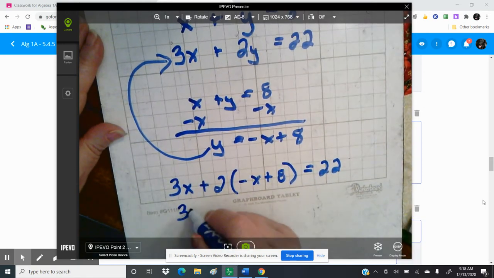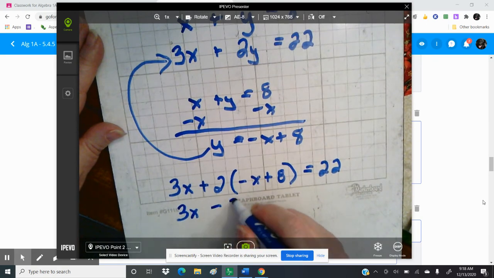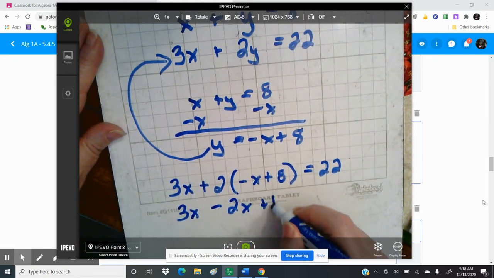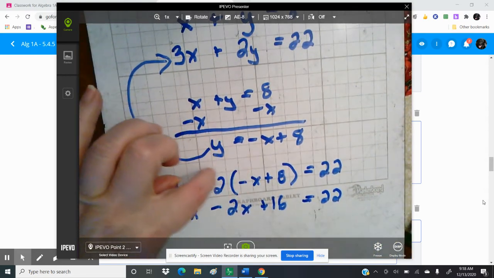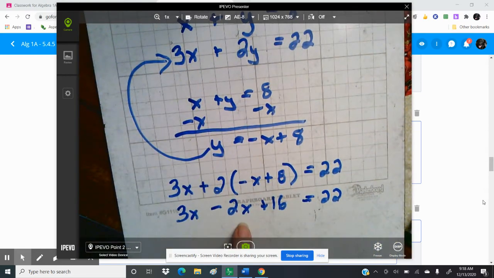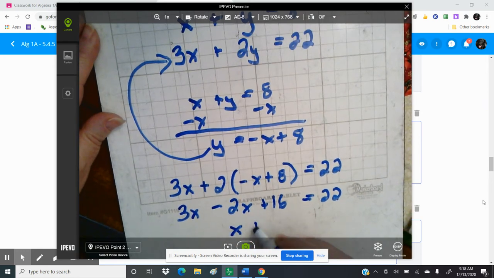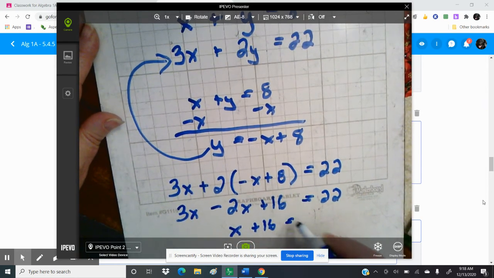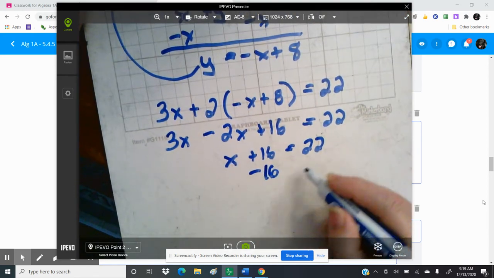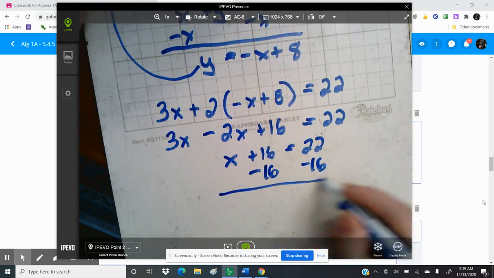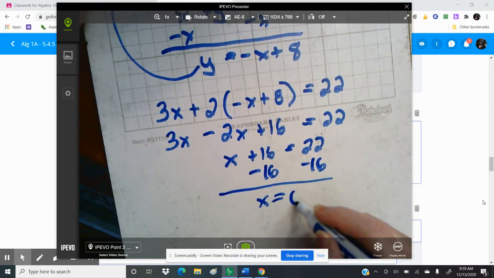So 3X minus 2X plus 16 equals 22. I just distributed the 2. I'm going to combine my like terms. X plus 16 equals 22. And I'm going to subtract 16 from both sides. And I get X equals 6.